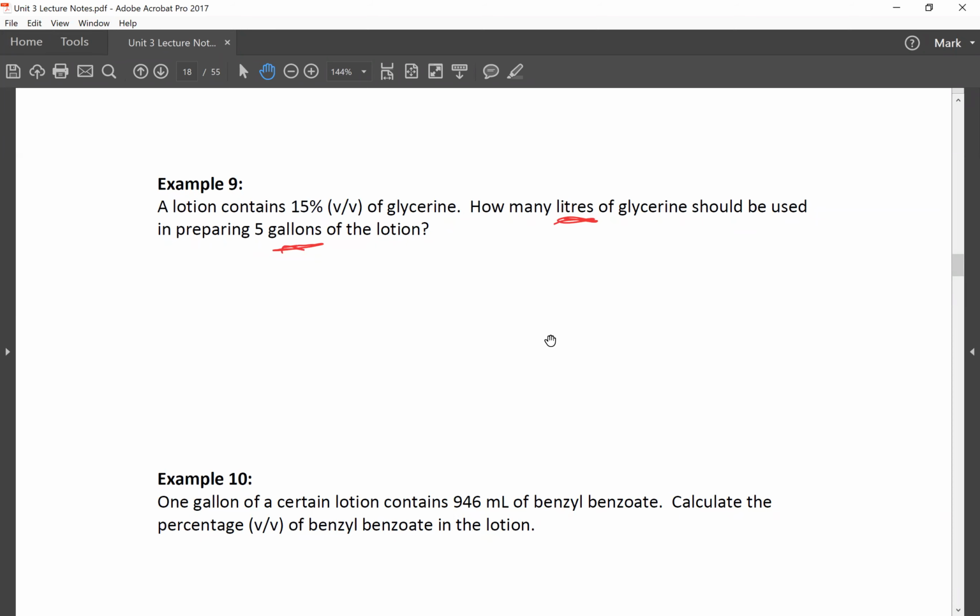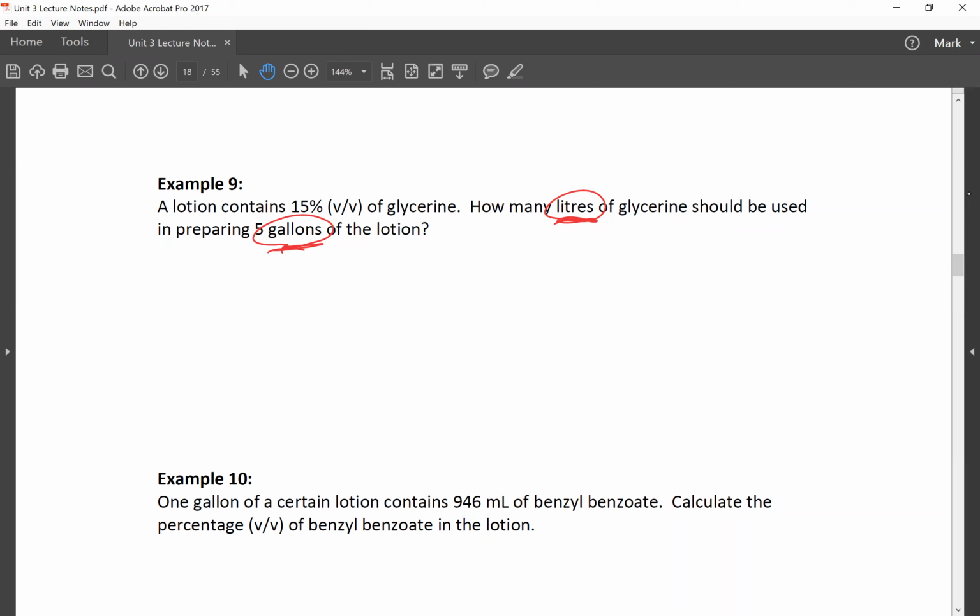I took a copy of your formula sheet when you guys did your test on Thursday, so I had all the unit conversions handy. The problem with this question is that the liters and gallons are not the same. They have to be the same unit.